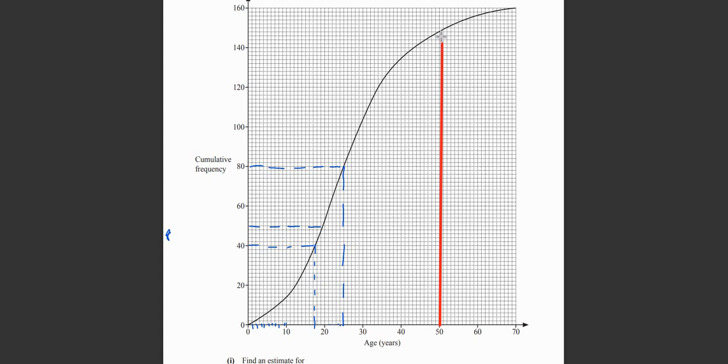And a straight line, I'll go up all the way. So this is actually 148. Alright. So how many people are above the age of 50? I will do total people are 160, subtract 148. So I will find 12.